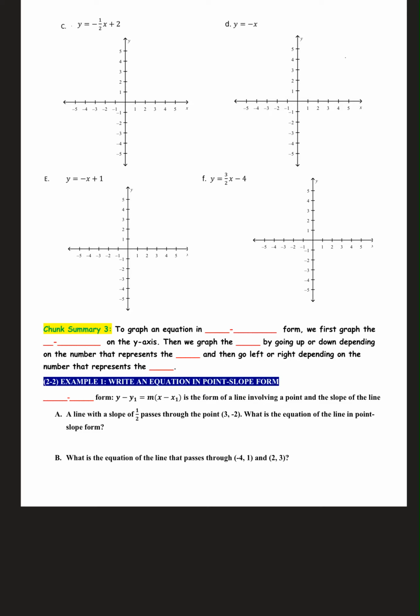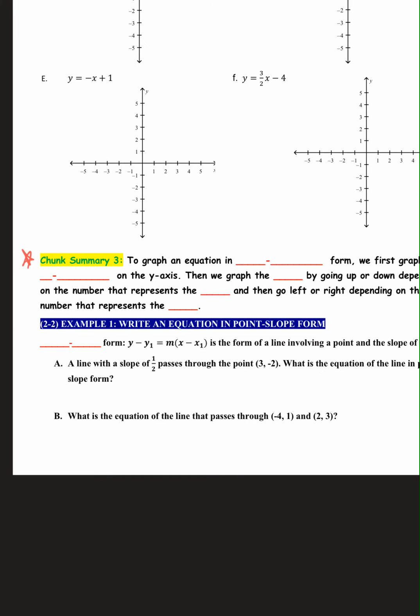Okay, friends, in the last video, we left off on chunk summary number 3, where we talked about slope-intercept form and graphing and writing equations in slope-intercept form and all of that jazz. So the next part we're going to talk about is point-slope form. Point-slope form is a little bit harder to remember than y equals mx plus b, which is slope-intercept form.